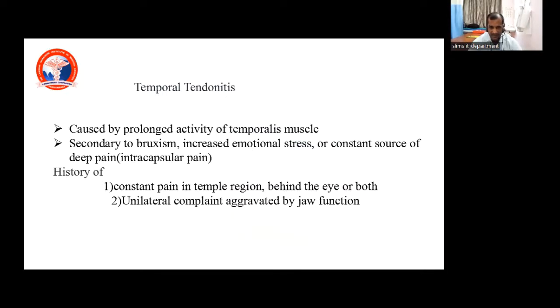The other condition is the temporal tendinitis. If there is a prolonged activity of your temporalis muscle, most commonly associated with a chronic condition of bruxism or night grinding, or patients with increased emotional stress, you can expect the tendons to be inflamed. You can see a constant pain in the temporal region. The pain can be unilateral or bilaterally present.